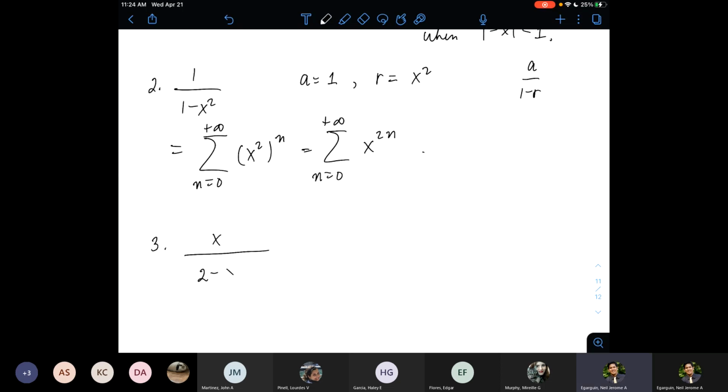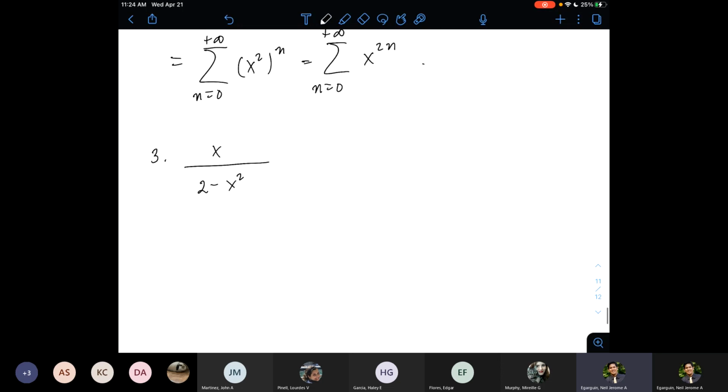X over 2 minus x squared. Now, there are several ways on how to do this. One way is here I can rewrite it as x over 1 minus, what should be the thing here? I have a 1 minus, I should have a minus 1 plus x squared, right? Because I should adhere to the form a over 1 minus r, so I should always have a 1 followed by a minus sign.